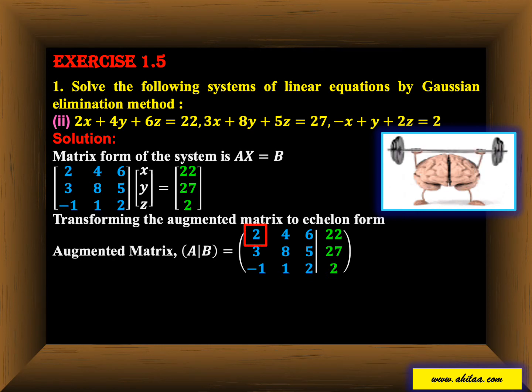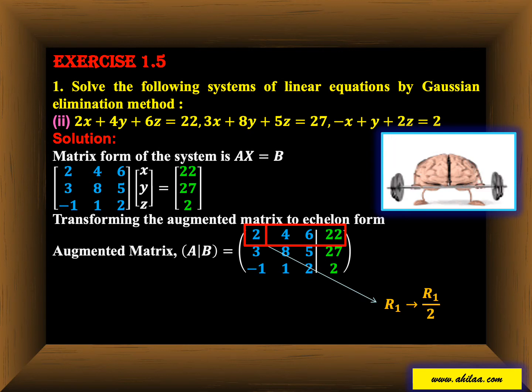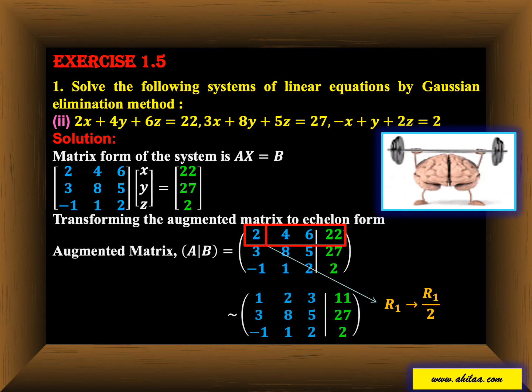So first I see A11 element which is 2 here. Also I inspect that the first row is completely divisible by 2. So if I divide this row by 2, I can make this A11 as 1. So the operation what I make is R1 tends to R1 by 2. Just divide the first row by 2. So equivalent matrix is the first row turns as 1, 2, 3, 11. Second and third row as it is.